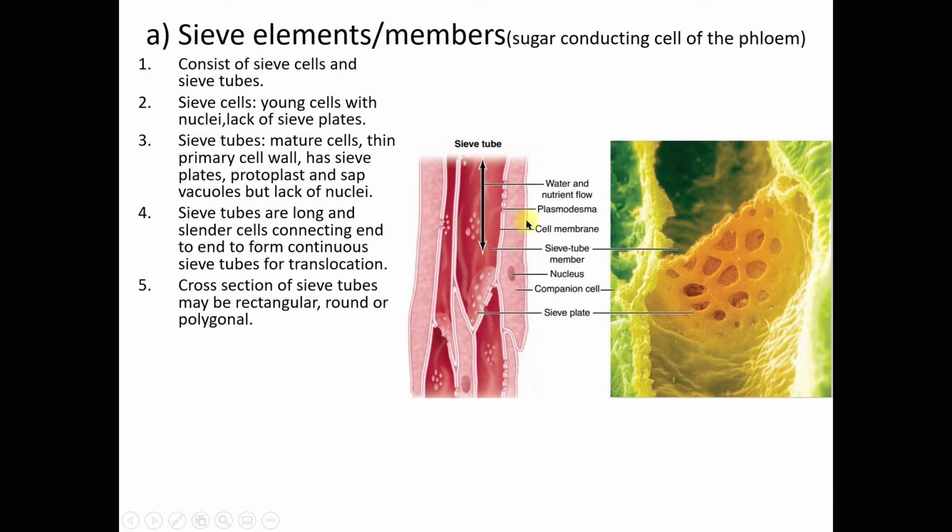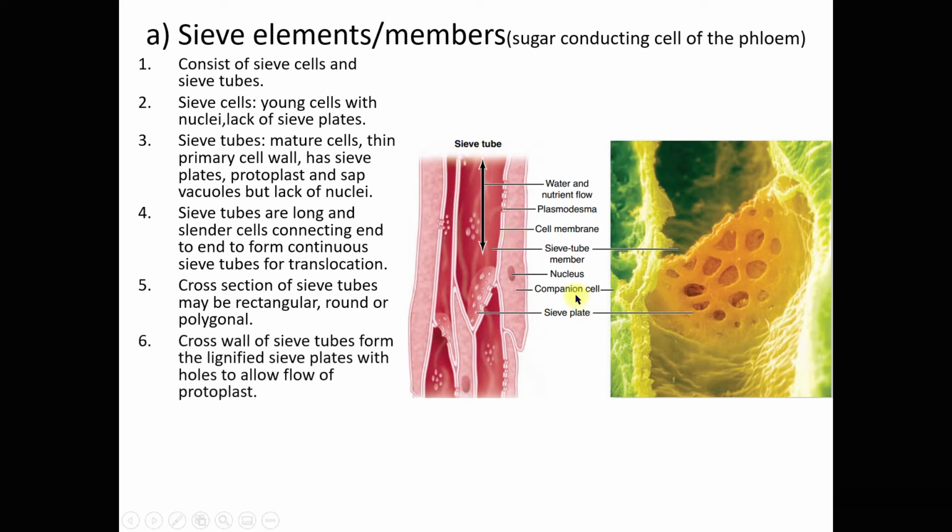Meaning to say, from this direction, not shown here. A cross section of this sieve tube may be rectangular, meaning they are square-shaped, and then rectangular, or round, or polygonal. So their shape varies. A cross section of this sieve tube will give you various views.